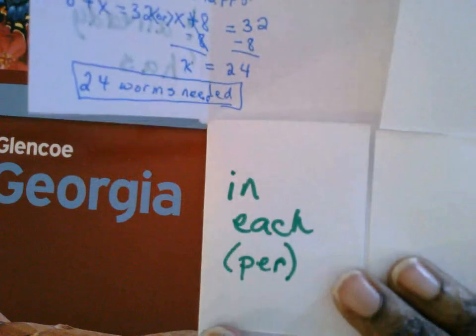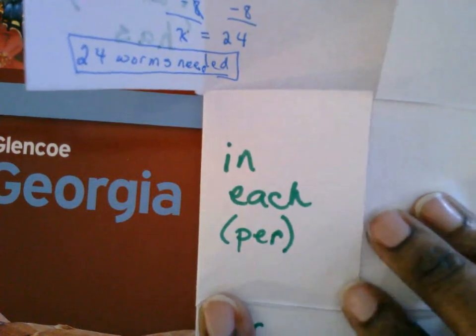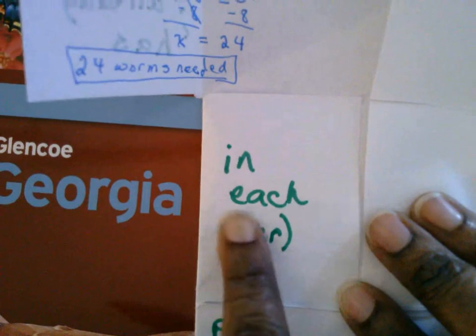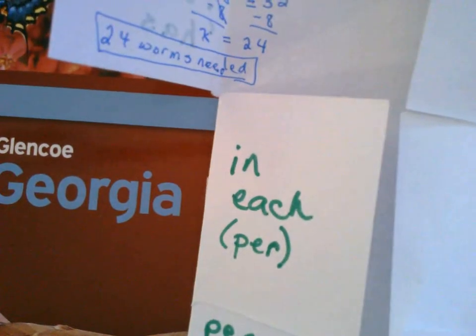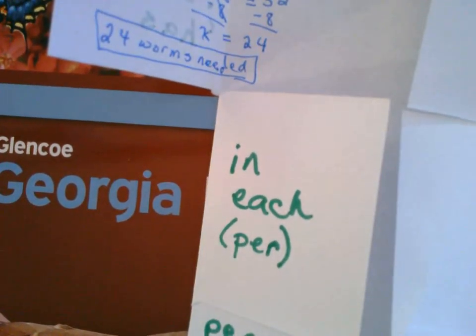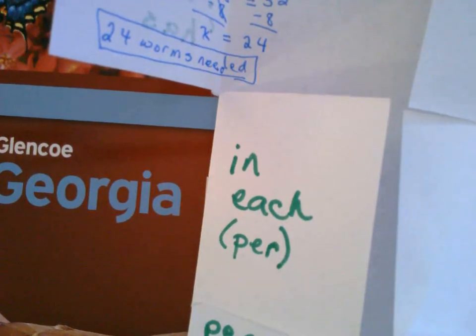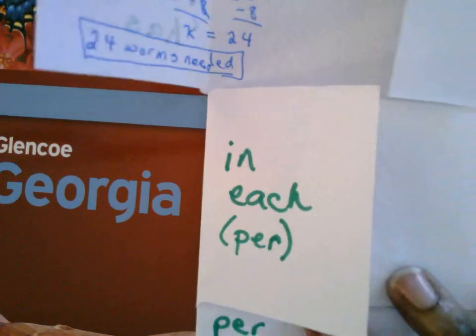Okay, the next one. In each or per. Now, per is in parentheses, so I'm going to use in each to create the word problem for it. I had to think about this because this is not one that just easily comes to mind. Let's see. I'm thinking that I need a total and I need an unknown. Always keep that in mind with one-step equations. You need a total and an unknown.